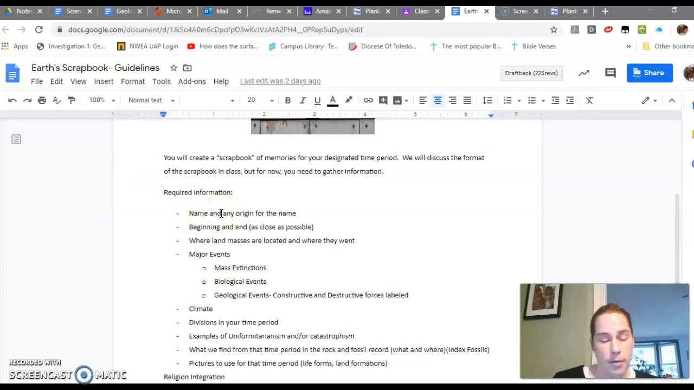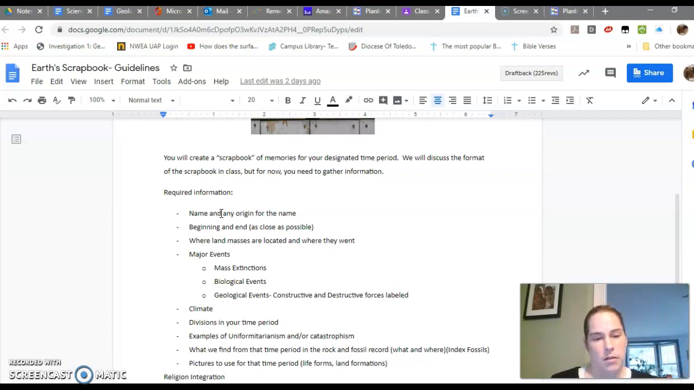Required information: the name of your time period, and an origin for the name. Is there a reason it's called that name? Does that name mean something? The beginning and ending of that time period as close as possible. Some are going to be easier to find a beginning date, some will be more difficult. Land masses. Where are they located at the beginning of the time period? Where were they located at the end? So what direction did they move?